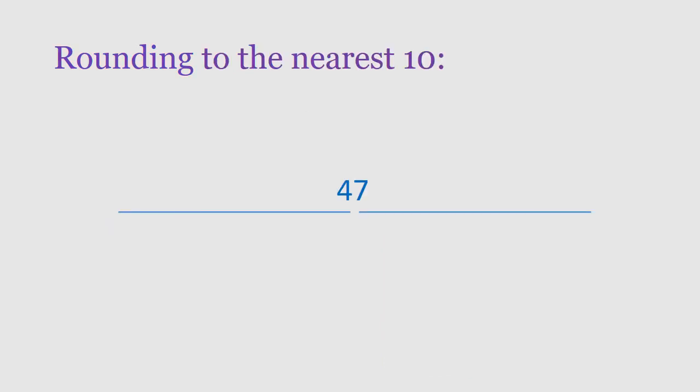To start with, I'm going to be thinking about rounding to the nearest 10. My focus number is the number 47. I've put that number in the middle, and I'm now going to think about the two 10s that sit either side of 47. The 10 that sits below 47 is the number 40, and the 10 that sits above 47 is the number 50. So I have put those two 10s either side.